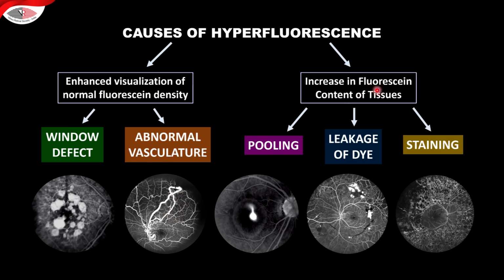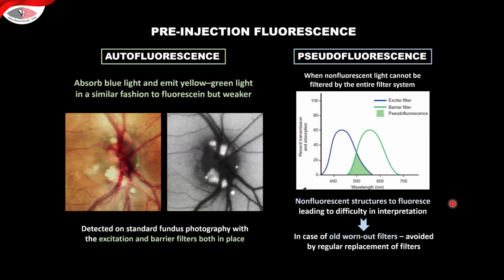The other thing is increased fluorescein content of the tissues. So one is enhanced visualization we just saw, and then there's increased fluorescein. So it could be pooling, which sometimes happens with pigment epithelial detachments. There the intensity of the dye increases in the space, in the sub-RPE space at times, but it does not increase in size. Leakage of the dye, when there's an actual leakage because of a pathology, it could be new vessels which are leaking, or diabetic retinopathy with all sorts of leaks that are there, or staining, where it's just a staining of various scars or lesions or sheathing that one could see.